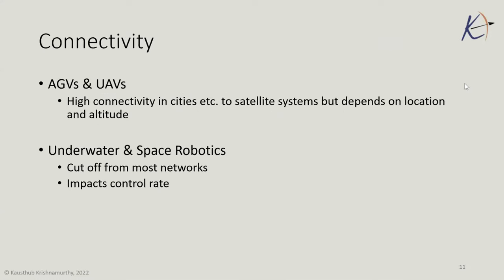Connectivity is another issue. Now, autonomous ground vehicles, AGVs, or unmanned aerial vehicles, they typically have high connectivity into satellite systems. But what if your UAV is flying extremely high? You're maybe not going to get the cell tower data that you need to remain connected to the network, right? Let's go even worse. Let's send a robot into space, or let's put a robot under the water. You're not getting internet underwater, right?